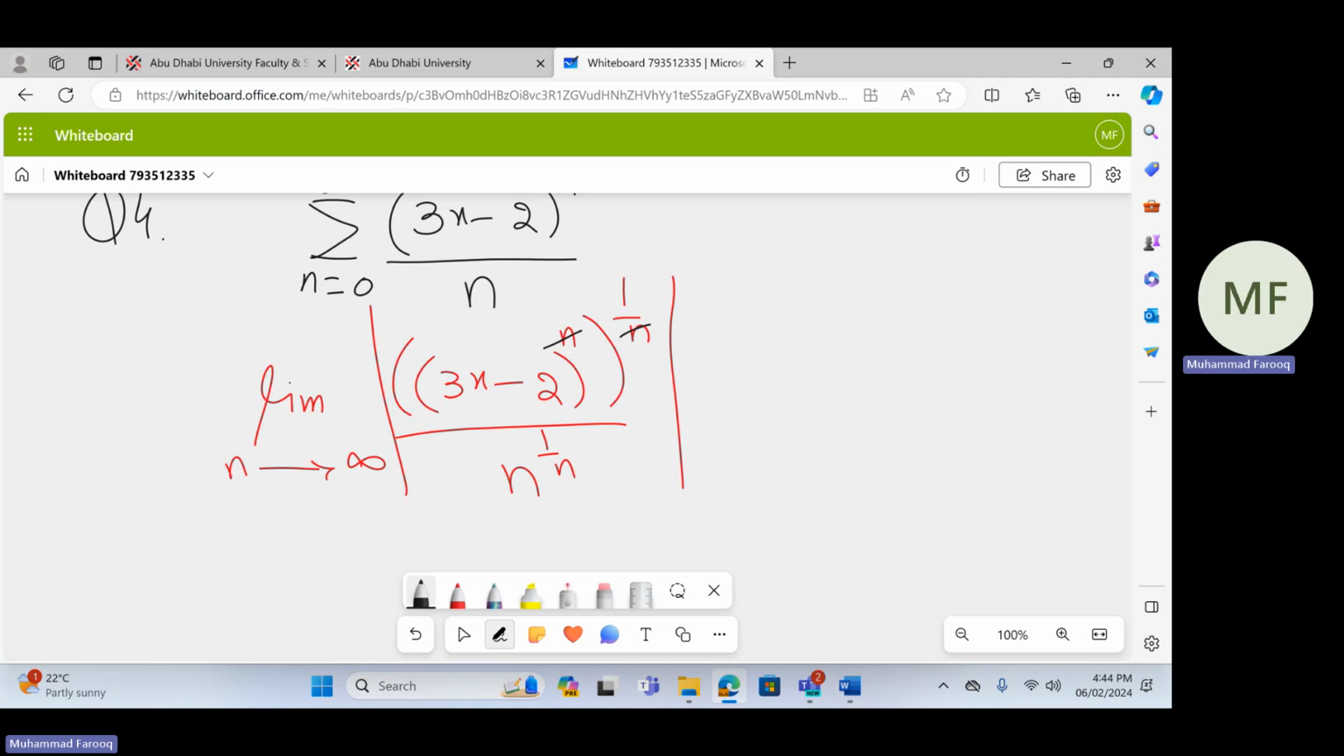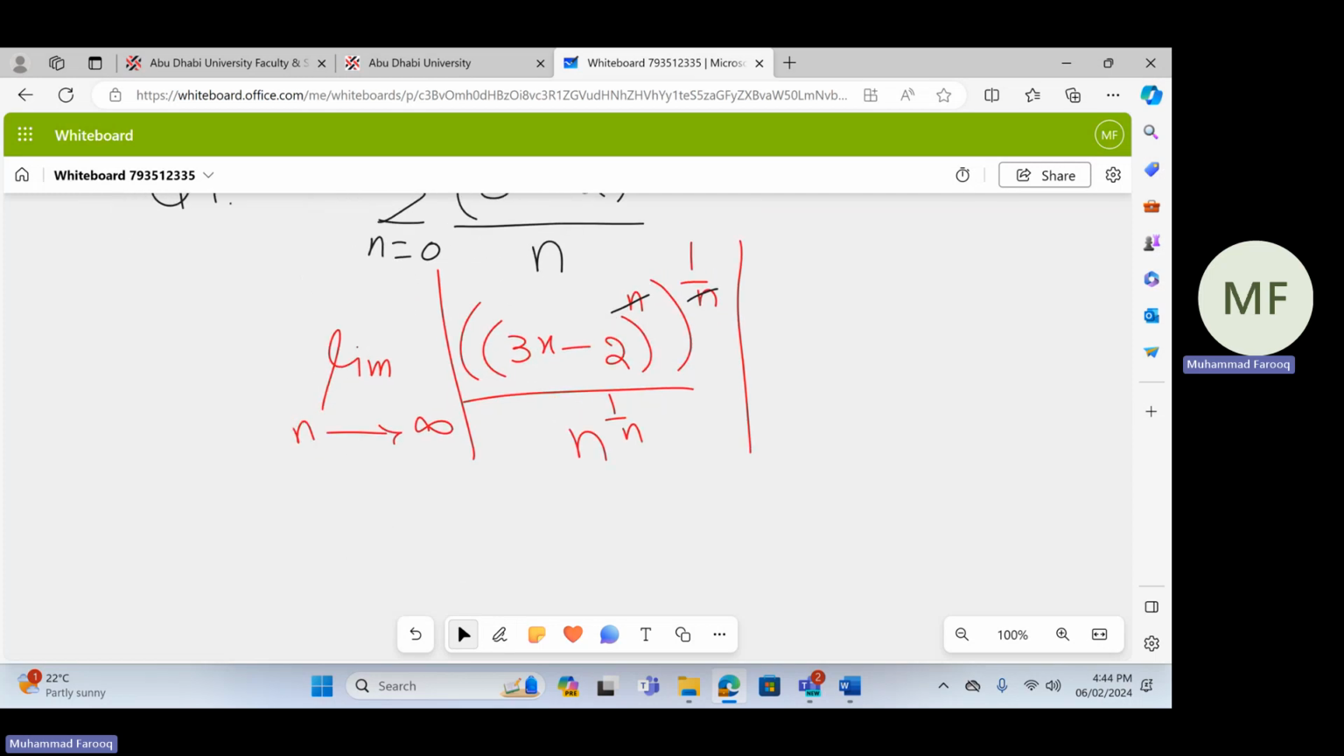So what is the numerator now? 3x minus 2. Will the limit affect the 3x minus 2? No. Take it outside. So now, as per the calculation, it's 3x minus 2 with the absolute value. Don't forget that when you take this out, it stays in absolute value.